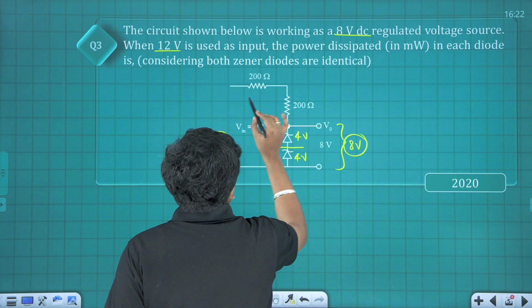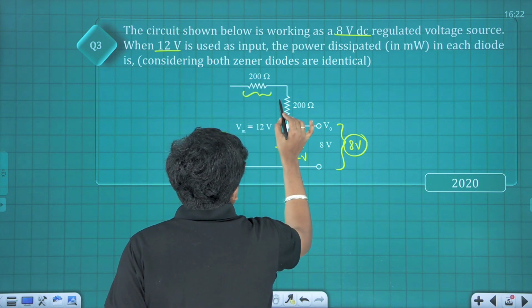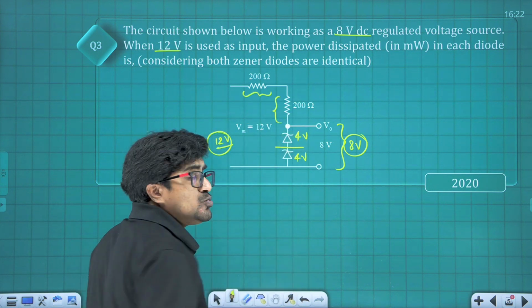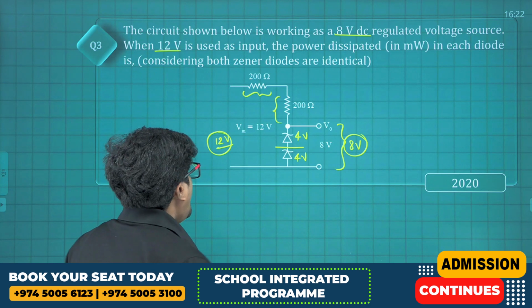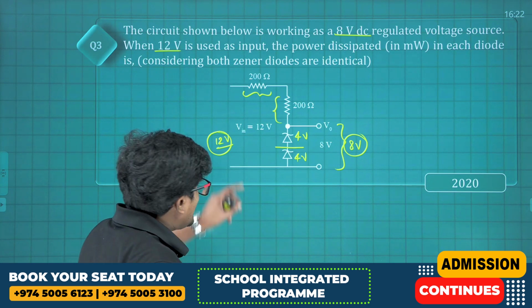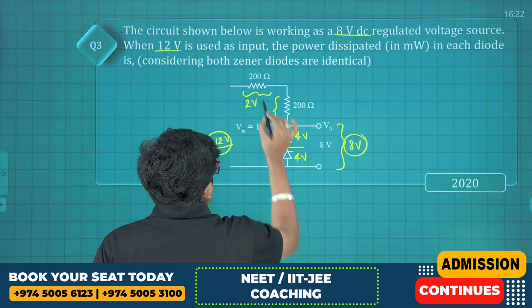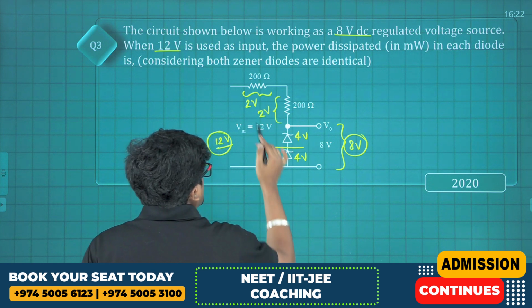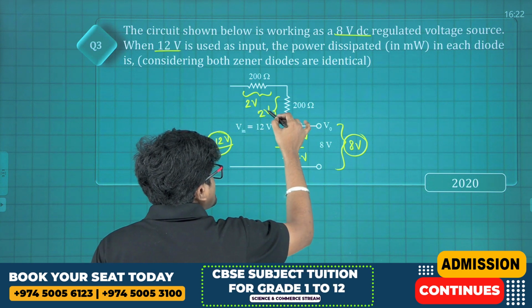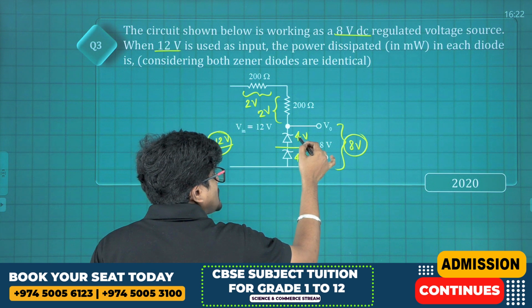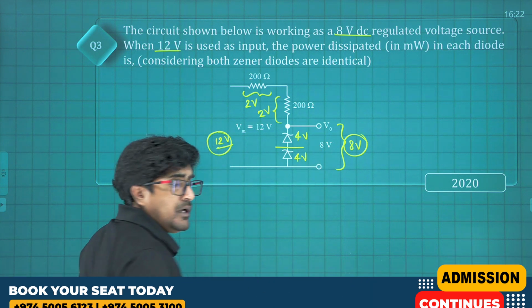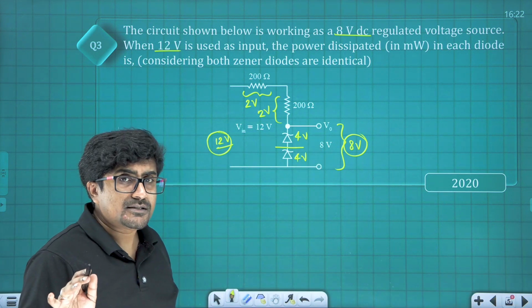That means across these two, that 4 volt needs to be dropped. And if that 4 volt is getting dropped across these two, across this one it needs to be 2, and here this is supposed to be 2. Now 2 plus 2, 4. Okay, 4 plus 4, 8 plus 4, it is 12. I believe it makes sense, right?